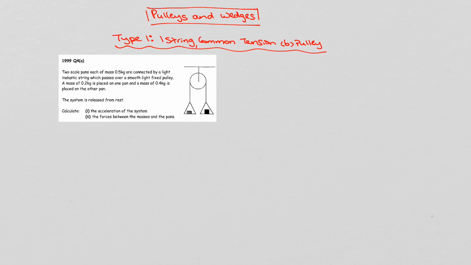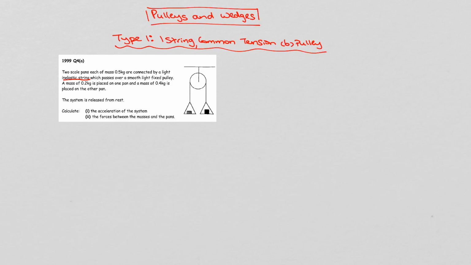Pulleys and wedges, type 1: one string, common tension, B, pulley. So in 1999 we were given two scale pans. A scale pan is something that allows another mass to sit inside it, and we were told it's connected by a light inelastic string. The fact that the string is inelastic is important because it means that the pans aren't going to be bouncing up and down.